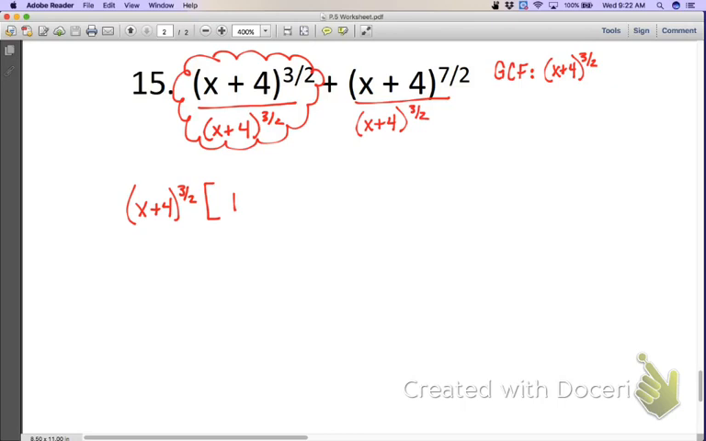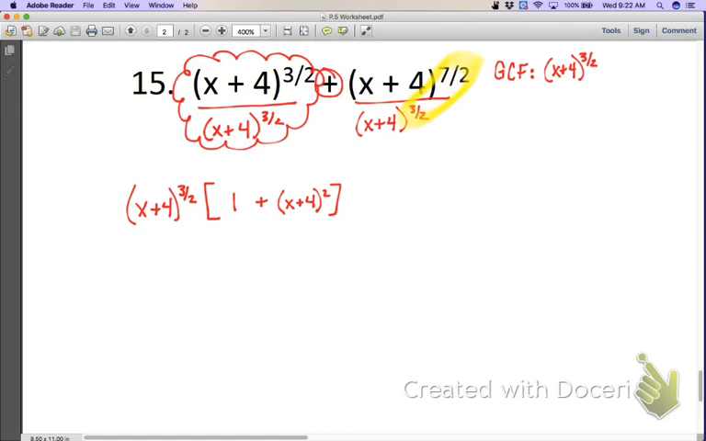So it's going to be 1 plus, because I just brought my sign. And then what am I really doing? The bases are the same. So I have x plus 4 to a power and x plus 4 to a power on the bottom side. What am I actually doing with the 7 halves and the 3 halves? Subtracting. So 7 halves minus 3 halves is what? 4, or 4 over 2, which is really squared, right? So inside I'm going to have x plus 4 quantity squared.